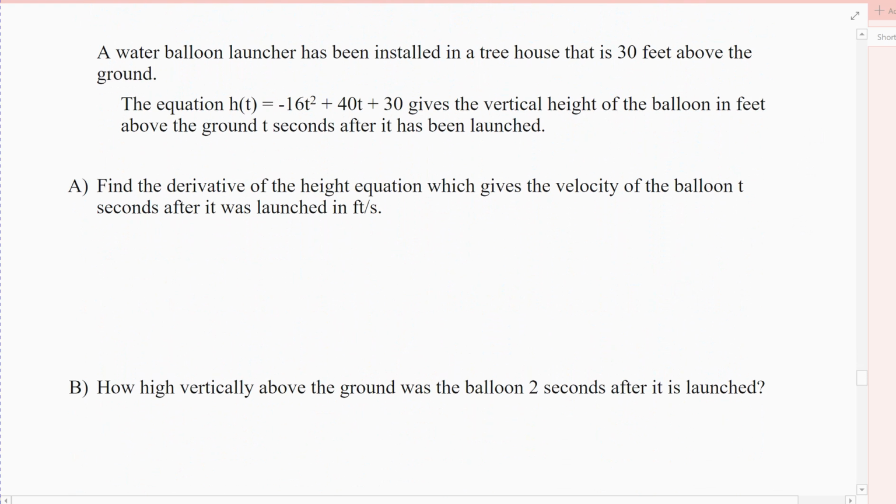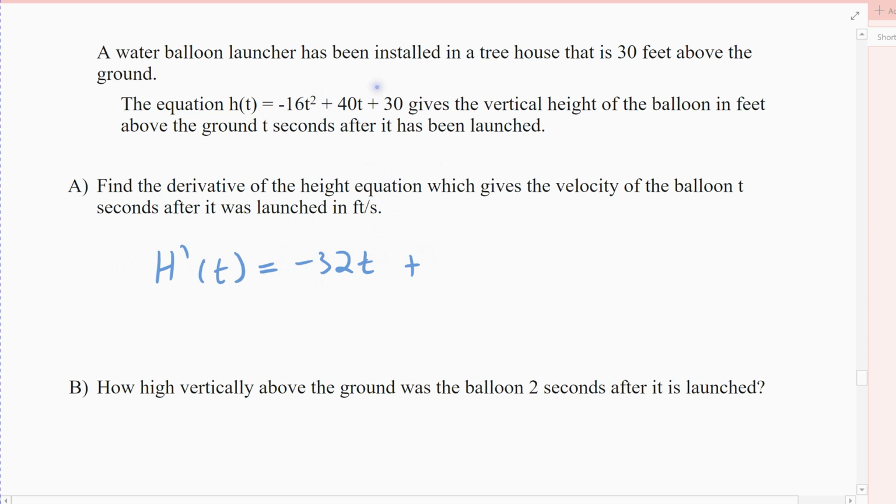Alright, next example. This is a velocity example. A water balloon has been installed in a treehouse 30 feet above the ground. The equation h of t, which is that quadratic, is the vertical height of the balloon in feet above the ground t seconds after it has been launched. Find the derivative of the height equation, which gives the velocity of the balloon t seconds after it was launched in feet per second. Alright, so the derivative is negative 32t. I pull my 2 out and multiply by the negative 16. That's the negative 32t.